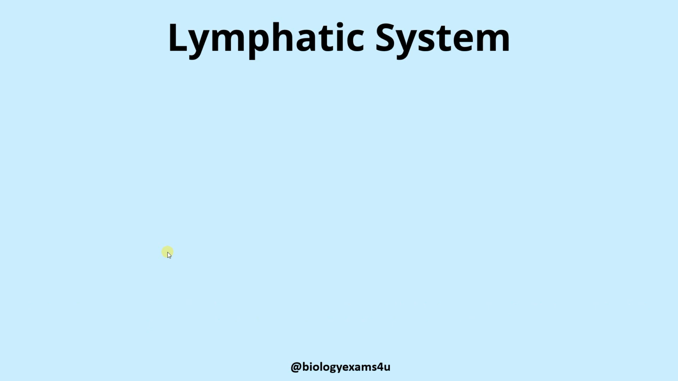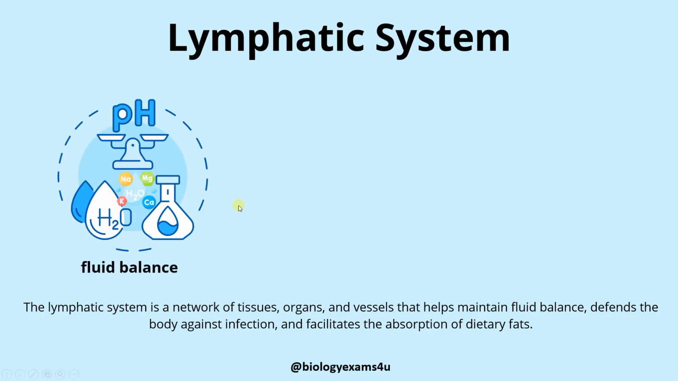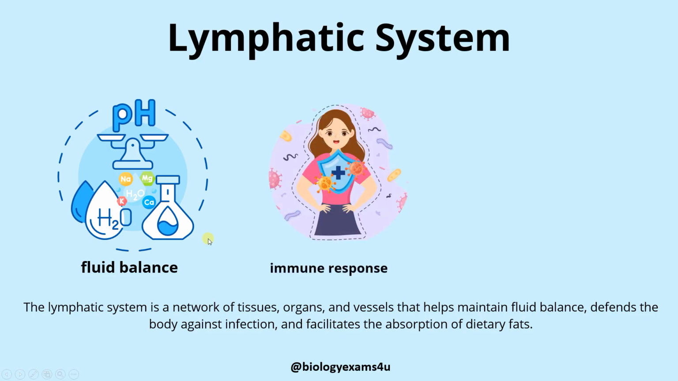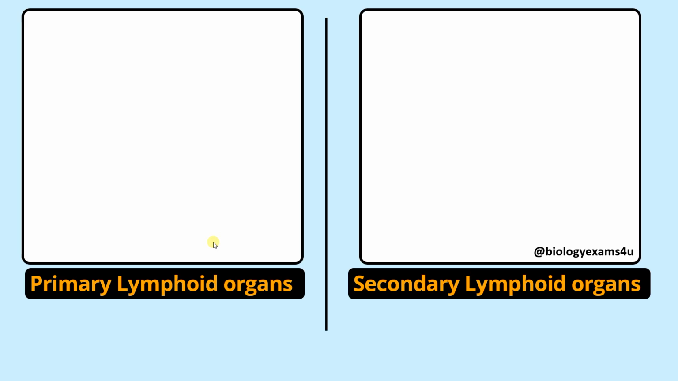The lymphatic system is a network of tissues, organs, and vessels that helps maintain fluid balance, which includes water balance and electrolyte balance, defends the body against infection as part of the immune response, and also helps in dietary fat absorption. In this video, we are going to discuss the difference between primary lymphoid organs and secondary lymphoid organs.